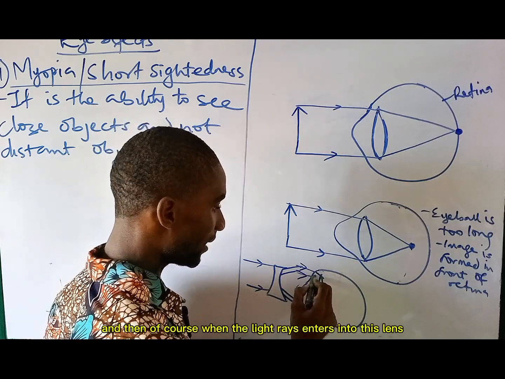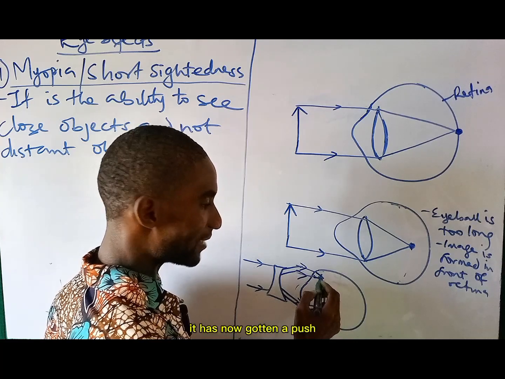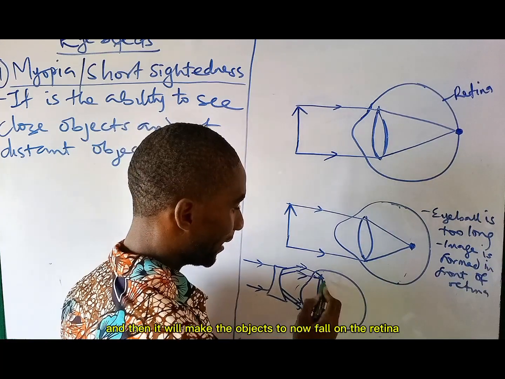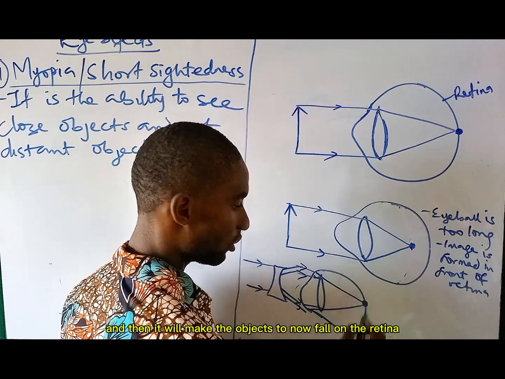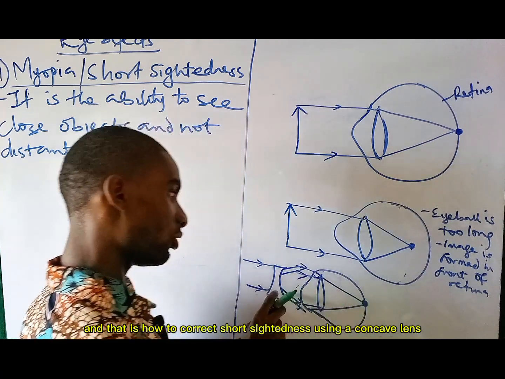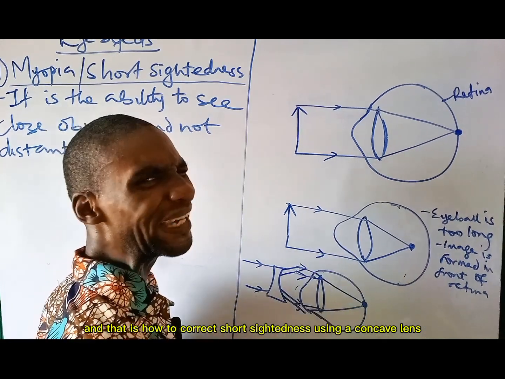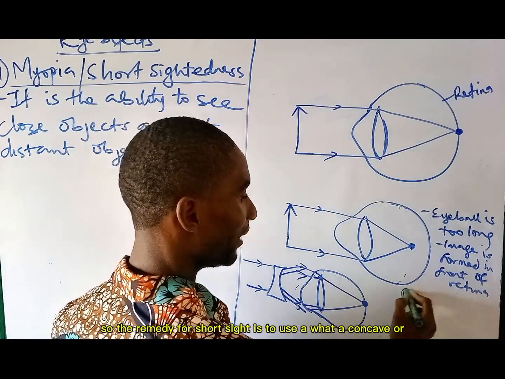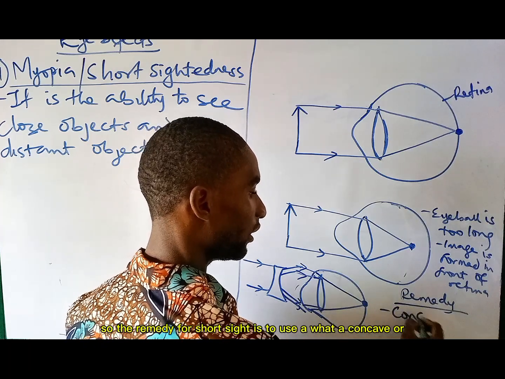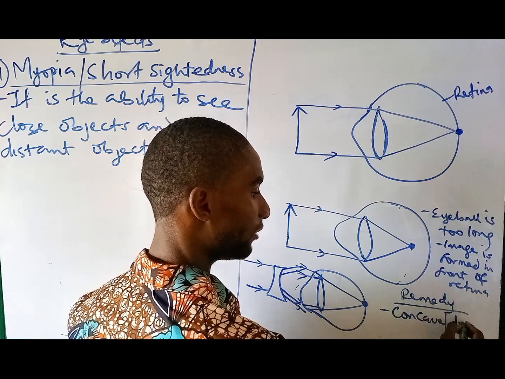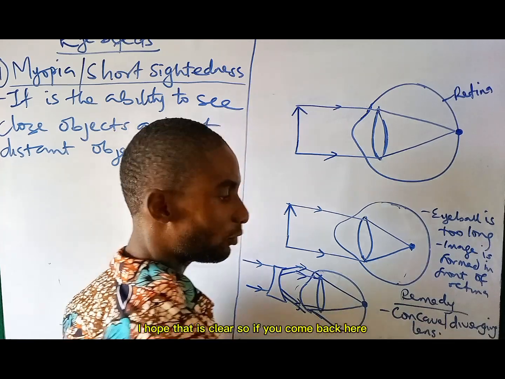And then of course, when the light rays enter into this lens, it has now gotten a push, and then it will make the object fall on the retina. And that is how to correct short-sightedness using a concave lens. So the remedy for short sight is to use a what? A concave or a diverging lens. I hope that is clear.